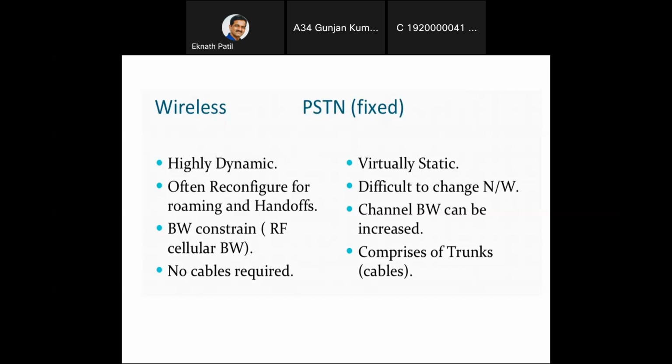Okay. So this is the difference between the public switched telephone network and the wireless network. So keep in mind that wireless is highly dynamic, while PSTN is virtually static. Wireless is often reconfigured, and roaming and handoffs take place in case of wireless. The PSTN is difficult to change, and its channel bandwidth can be increased. In wireless, bandwidth constraints are there, that is RF cellular bandwidth, and no cable is required in case of wireless, except the link between the base station and the mobile station. PSTN comprises the trunks.